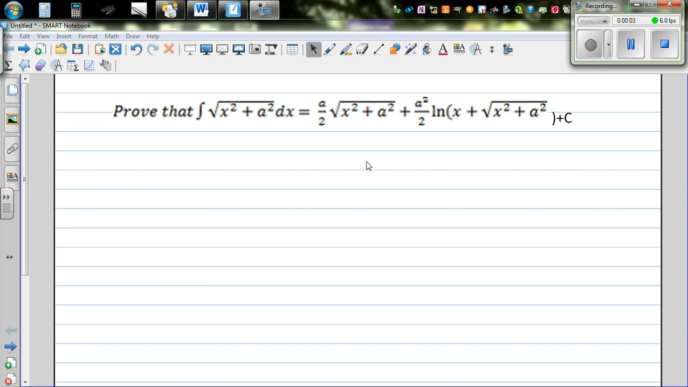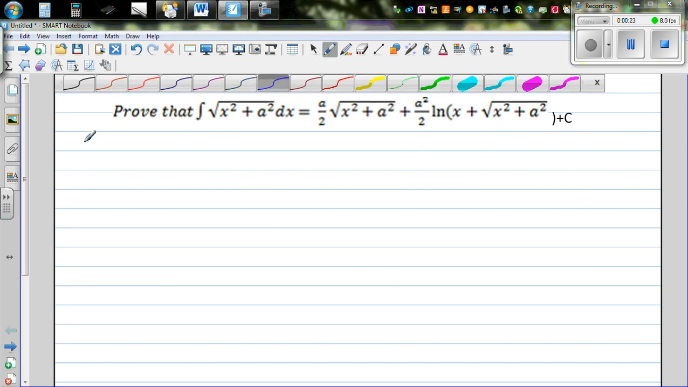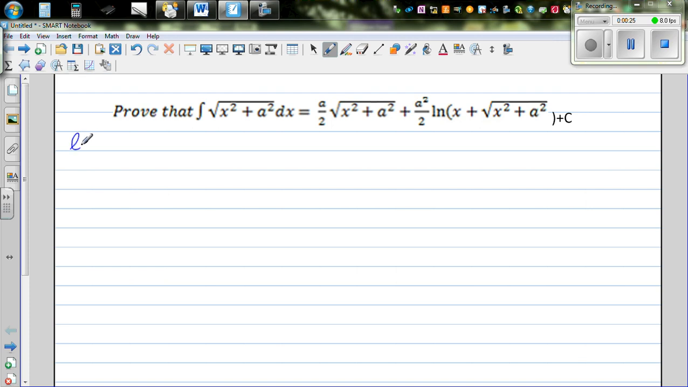Let's prove the integration of square root of x squared plus a squared dx is a over 2 times square root of x squared plus a squared plus a squared over 2 times natural log of x plus square root of x squared plus a squared plus c. Okay, so let's start like this. Let the integral I, I'll call this I, be equal to the integration of square root of x squared plus a squared dx.